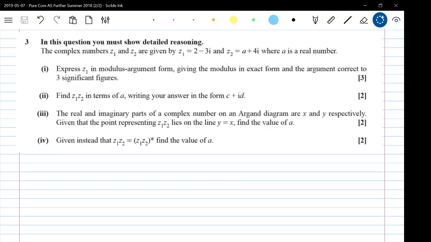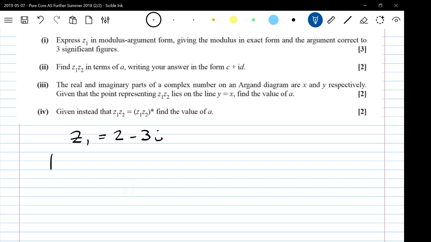Question 3. The complex numbers z1 and z2 are given by those two expressions where a is a real number. Express z1 in modulus argument form. So here we go. z1 is 2 minus 3i.